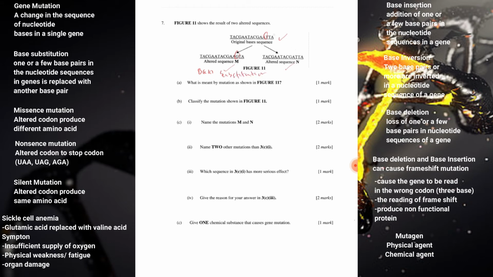Okay, here 1, 2, 3, 4, 5, 6, 7, 8, 9, 10, 11, 12, 13. This one is 1, 2, 3, 4, 5, 6, 7, 8, 9, 10, 14. So this one is base deletion. Okay, both base substitution and base deletion belong to gene mutation. So in A, what is meant by mutation as shown in figure 11 is what is meant by gene mutation. Gene mutation as usual is a change in the sequence of nucleotide bases in a single gene.